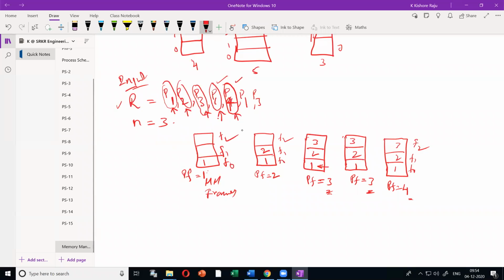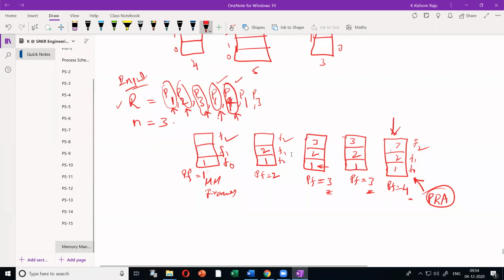Then where should P4 go? Should I remove 1, 2, or 3? Which one do I have to remove? So what is required here? A page replacement algorithm. Is that true or not? Is it clear? Now I need it in this particular situation. What I have to do is decide whether to remove 1, 2, or 3. So I have my own criteria.